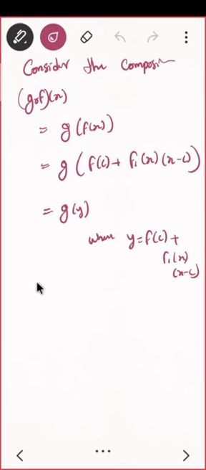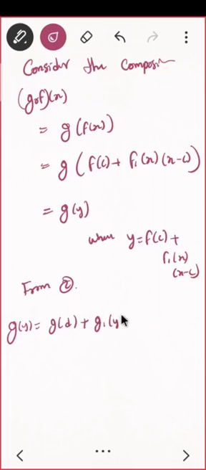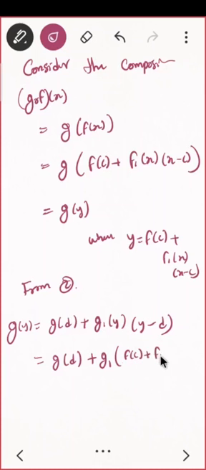Okay, so from 2 what I know, g of y is what? g of d plus g1 of y into y minus d. This is what I am having. So I just need to substitute the value of y here. That's it. So this is g of d plus what is g1 of y? That is g1 of what is y? This is f of c plus f1 of x into x minus c. So this is g1 multiplied by what? x minus c. Oh sorry, y minus d.